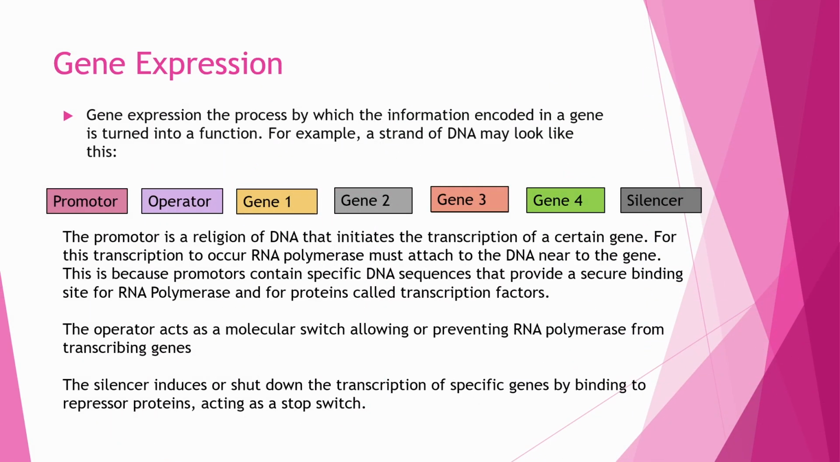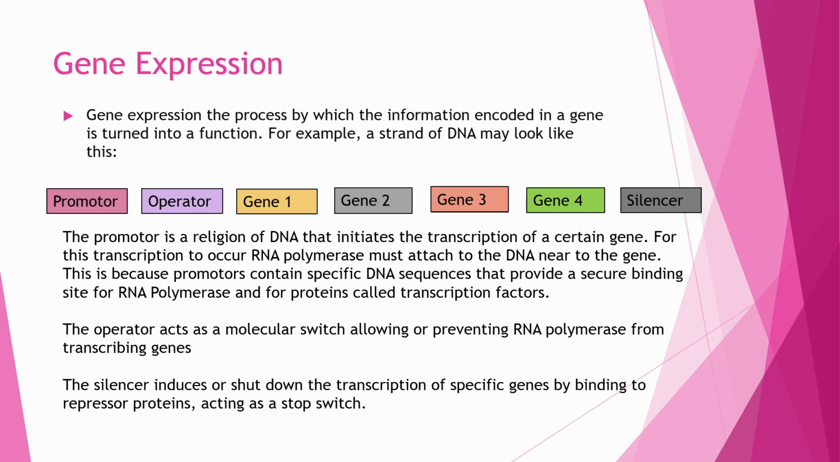Gene expression is the process by which the information encoded in a gene is turned into a function. For example, a DNA strand may look like this. It may have a promoter and operator, some genes, and then a silencer. The promoter is a region of DNA that initiates the transcription of a certain gene. For this transcription to occur, RNA polymerase must attach to the DNA near the gene.